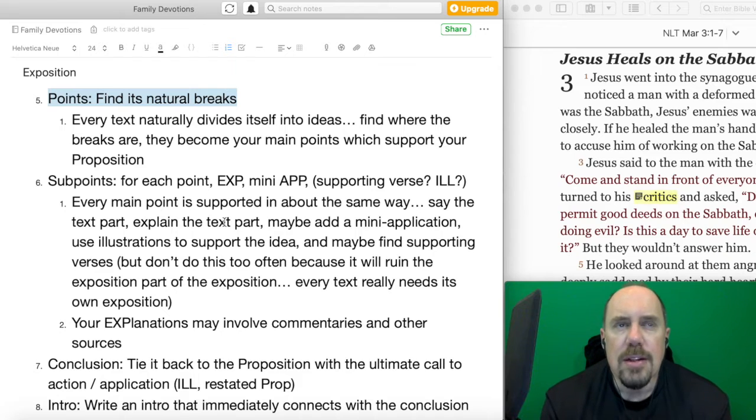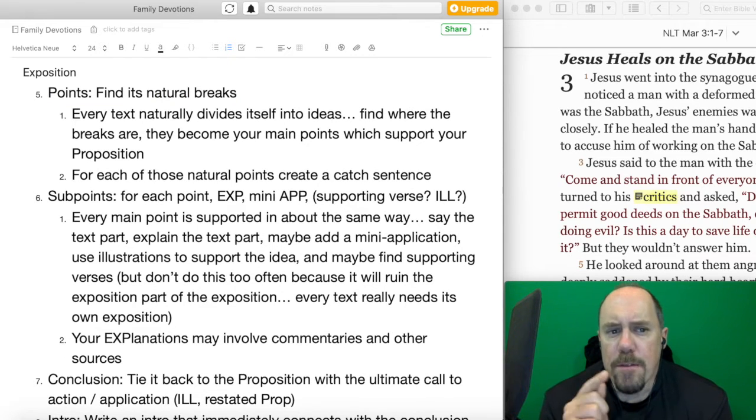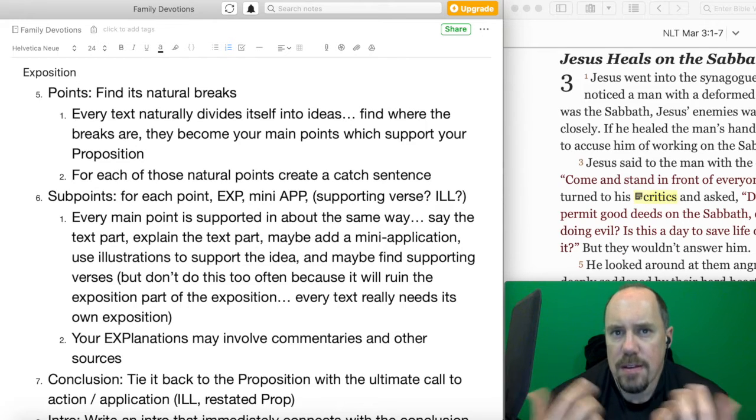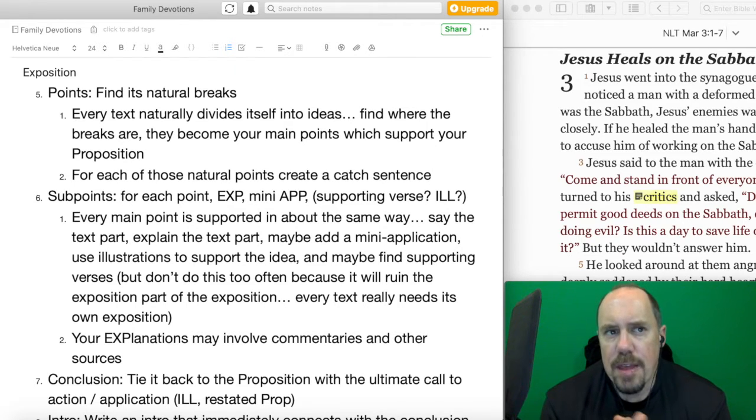Well, not really. I mean, there kind of is. You're just using language, right? So look for the natural breaks, and those become your points. Just add another point here. For each of those natural points, create a catch phrase, a catchy sentence that will stick and will point back to the proposition.